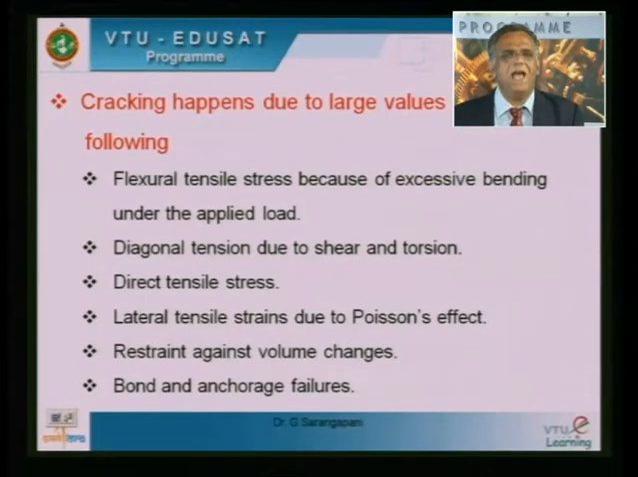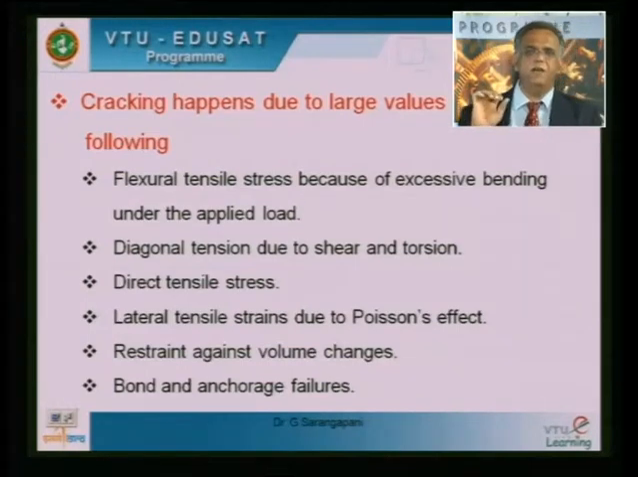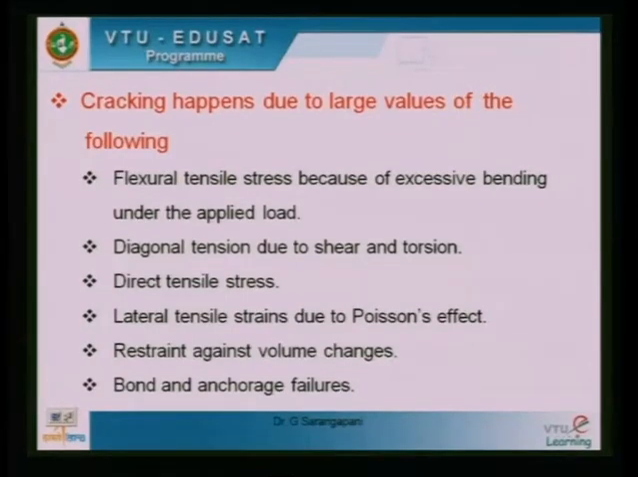Now coming to diagonal tension due to shear and torsion. Torsion is caused by the twisting moment applied in a plane perpendicular to the longitudinal axis, which is the torque. So torque causes torsion. Torsion is resisted by shear, and already there is a shear force at a particular section. So both of these individually may cause diagonal tension in any member. Because of the shear, there will be diagonal tension.